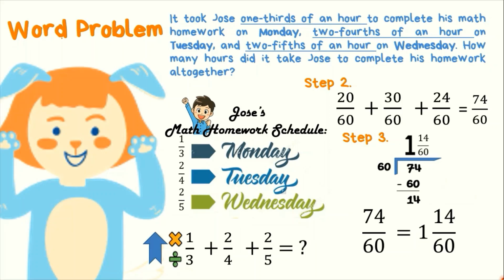Kaya sa tanong na kung ilang oras na nga bang nakumpleto ni Jose ang kanyang homework ay 1 and 14 over 60. Isang oras and 14 over 60. Or ito ay 1 hour and 14 minutes. Dahil sa isang oras, meron tayong 60 minutes. Ibig sabihin ng 14 out of 60. Sa 60 minutes, meron lamang nakuha na 14 minutes si Jose. Therefore, ang kanyang math homework ay natapos niya ng isang oras at 14 minutes. 14 minutes out of 60. Jose studied for 1 hour and 14 minutes.